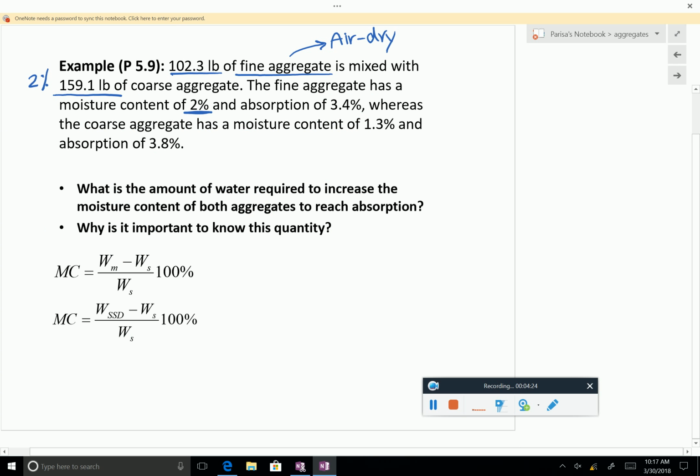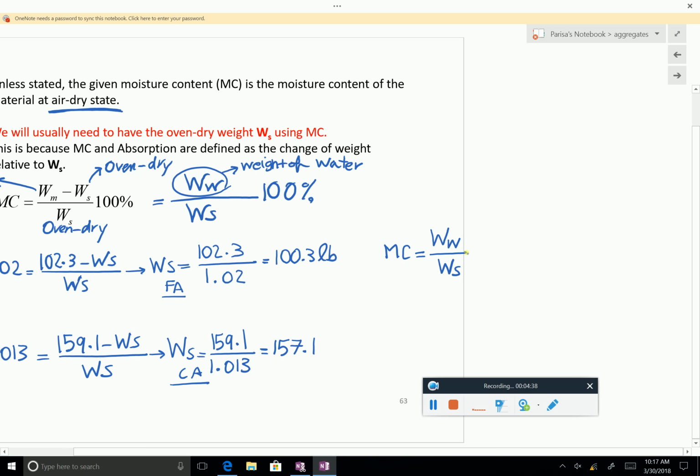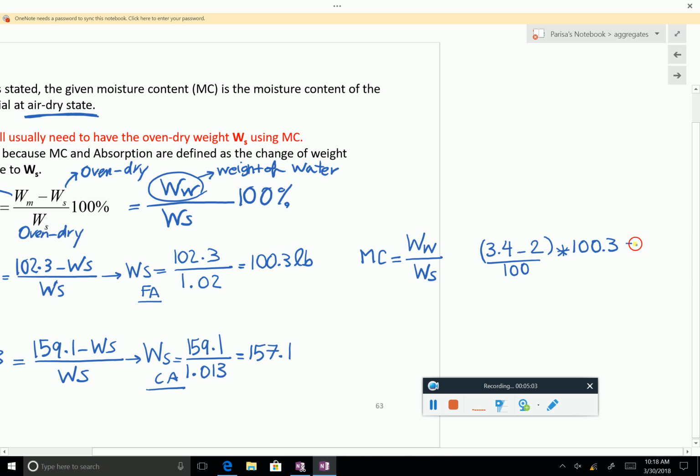So we want to see how much water to add to bring the fine aggregates from 2% to 3.4%. So moisture content is the weight of water over the weight of solids. So if you want to bring the material from 2% to 3.4%, then basically I can write it like that. This is how much you want to change the moisture content. If you multiply this by the solid weight, this will be the amount of water in pound.